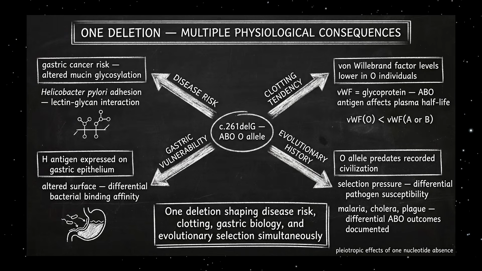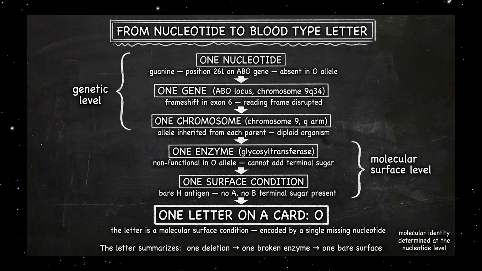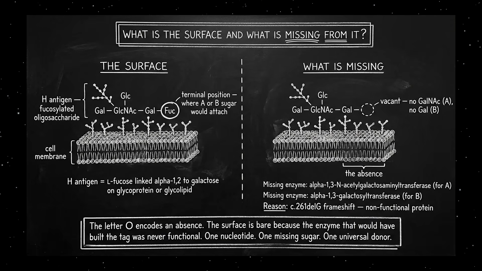It is also a deletion that has been shaping your disease risk, your clotting tendency, your gastric vulnerability, and your evolutionary history since before the first civilization arose. The letter on the card is a molecular surface condition determined by one missing nucleotide on one gene on one chromosome. The physics of what that bare surface does to the body that carries it is what the letter never explained. What is the surface and what is missing from it?